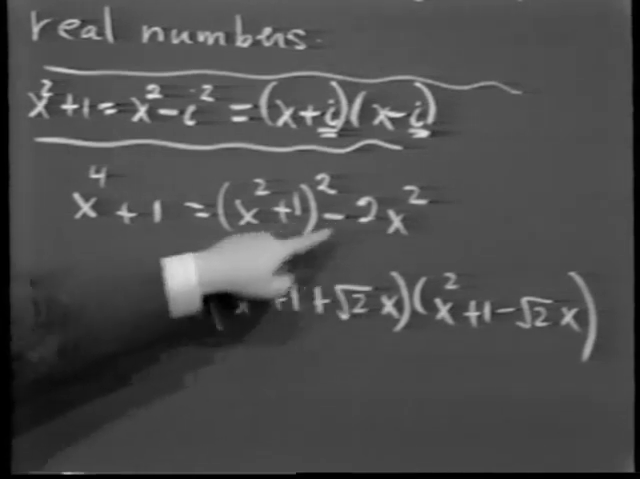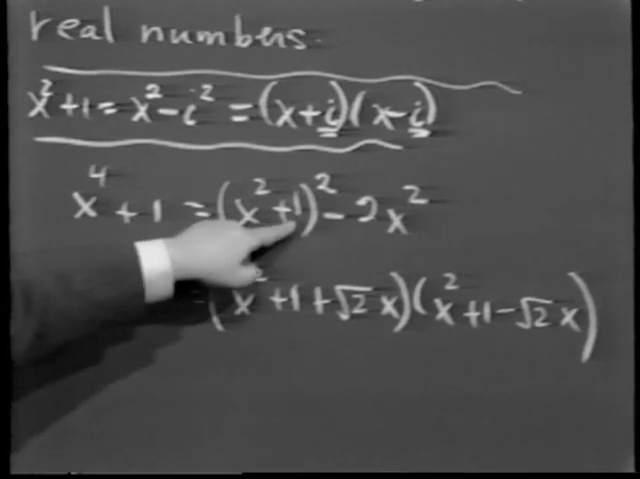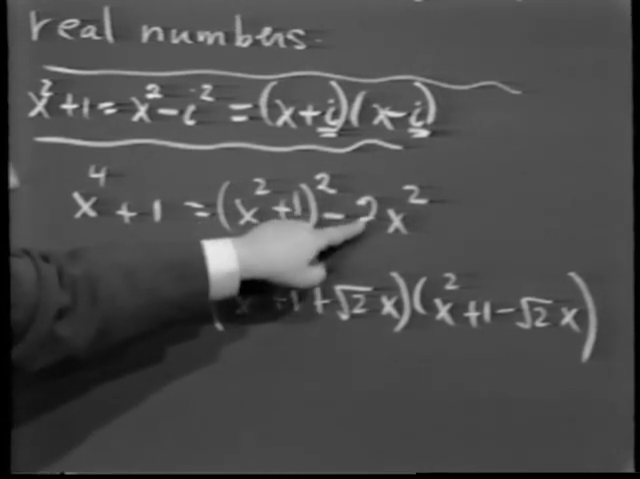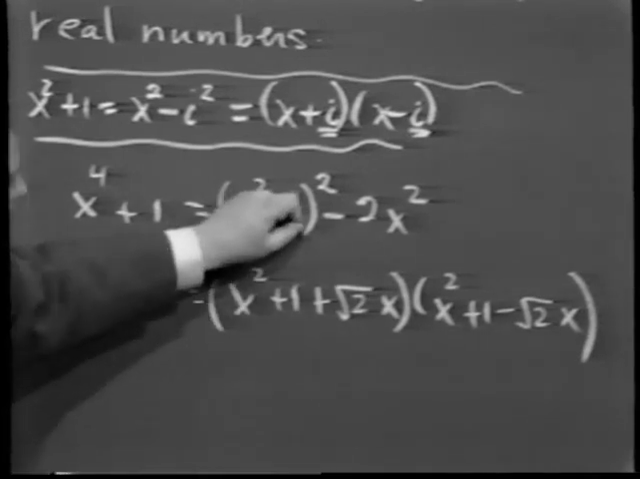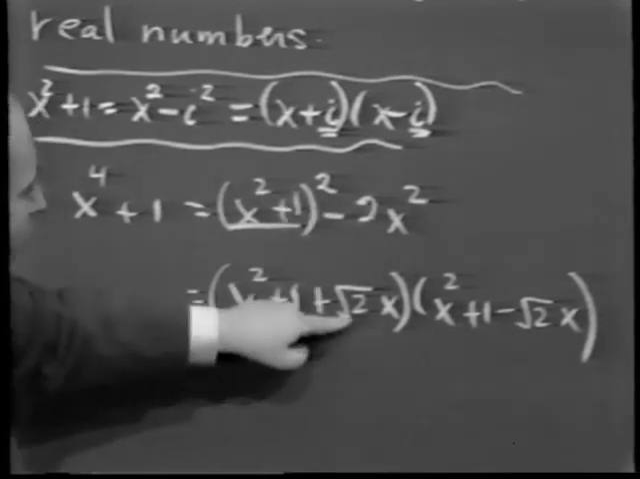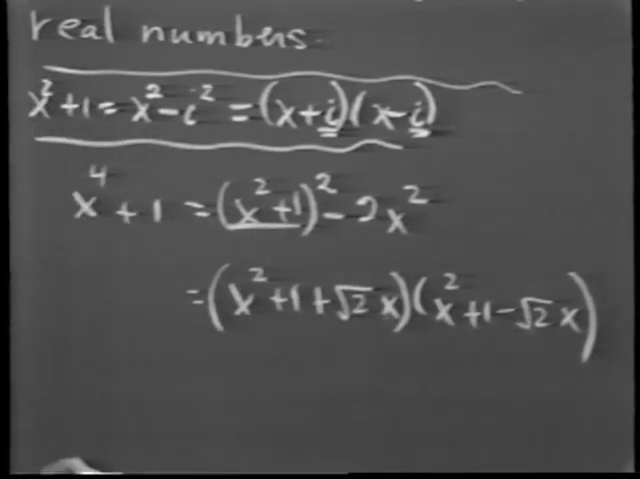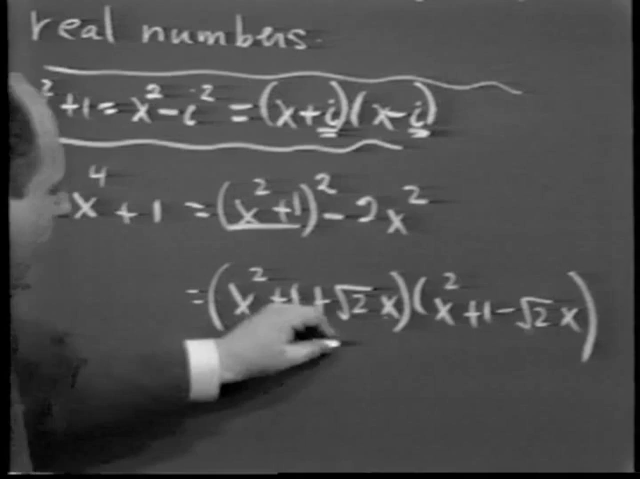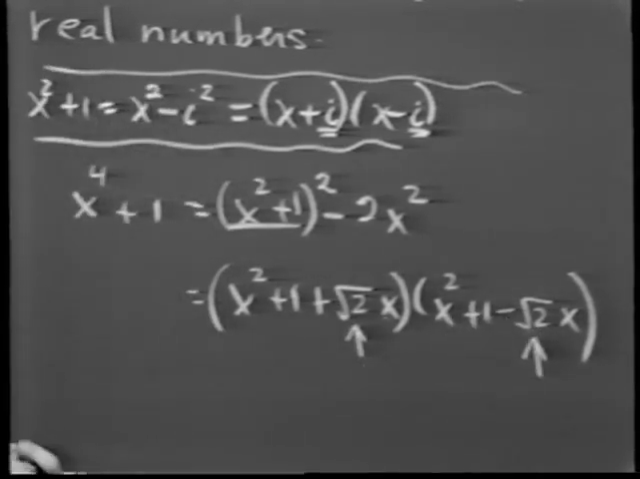Now this has the form, the sum and difference of two squares, namely x squared plus 1 squared, and also the square root of 2 times x squared. In other words, I can write this as this plus the square root of 2 times x times this minus the square root of 2 times x. Observing that even though the square root of 2 is an irrational number, it is nonetheless a real number.